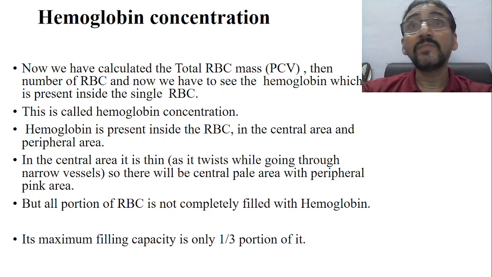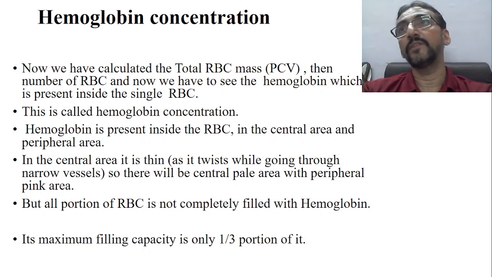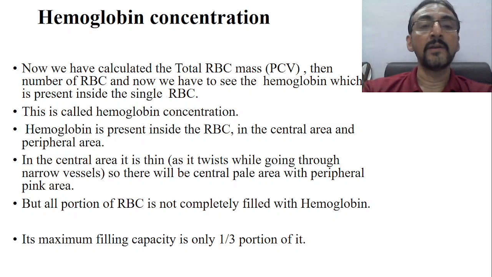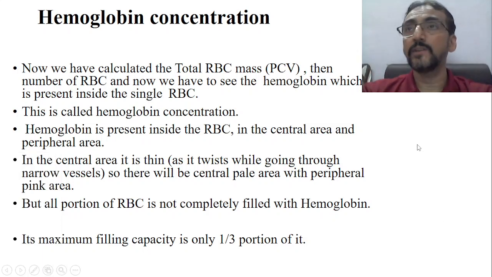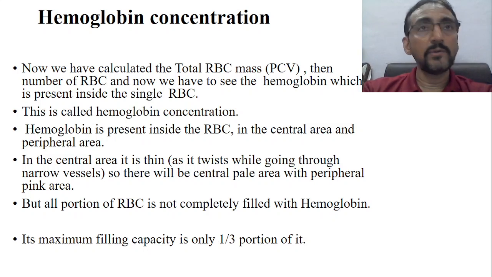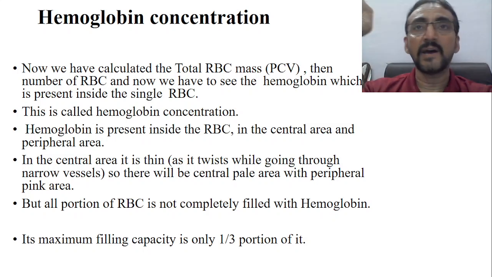So therefore what is very important is, whatever the number, the concentration of HB inside it, that we have to understand. So this is called as hemoglobin concentration. Now hemoglobin is present inside the RBC. We know that. Okay. So RBC is usually having biconcave shape. So in the biconcave shape, HB is present in two important areas. One, HB is present in the central portion and HB is also present in the peripheral portion of the RBC.